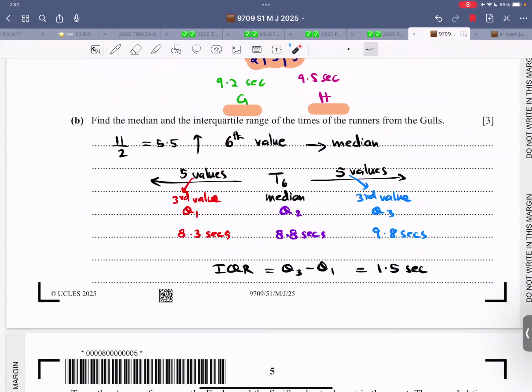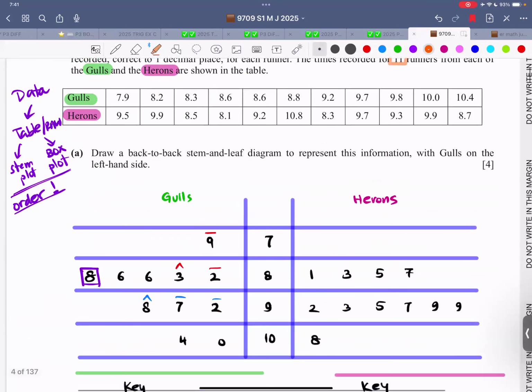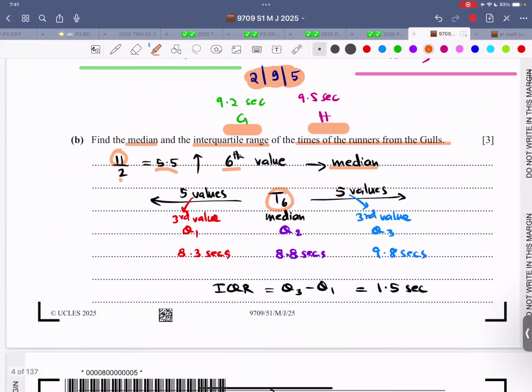Now, another very basic thing that the examiner asks is about the median and interquartile range of the times of the runners from the Gulls. There were 11 values. You take this 11, divide by 2, that is 5.5, round it up, that is the sixth value, the median, the value in the middle. So T6 is the median, and 5 values are lesser than this, 5 values are greater than this. Out of these 5, pick the middle one, that is the third value.